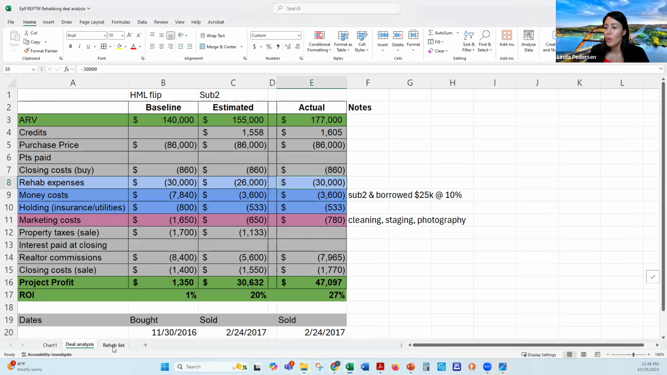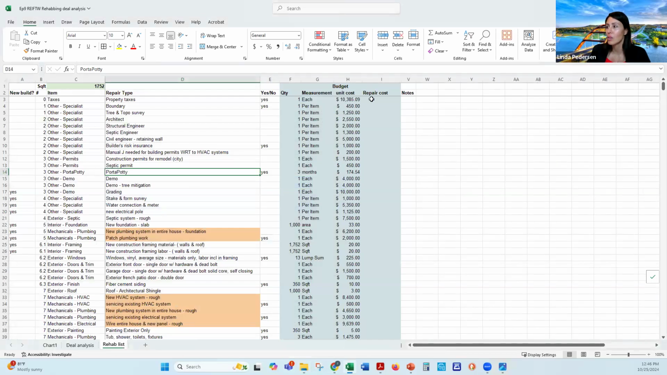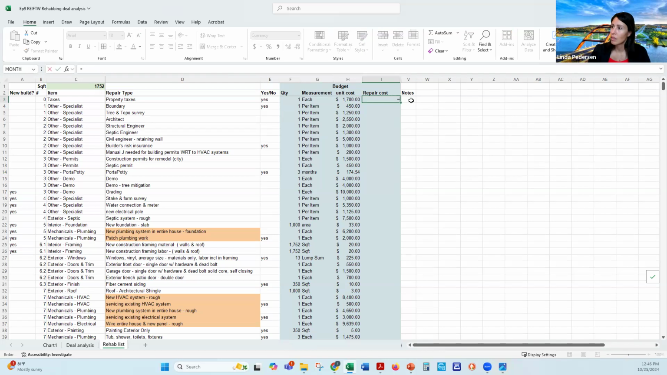Huge. Okay, so if we went through the repair estimator, right? So on this one, we said it was about 1,700. Let me just make this even better.